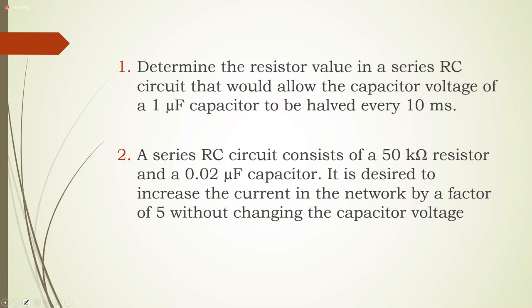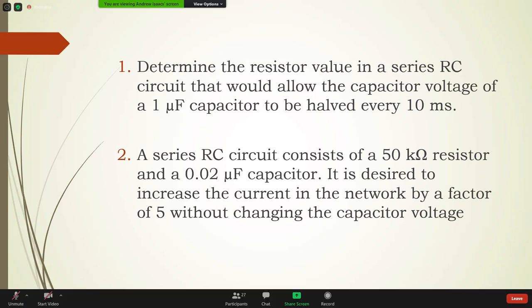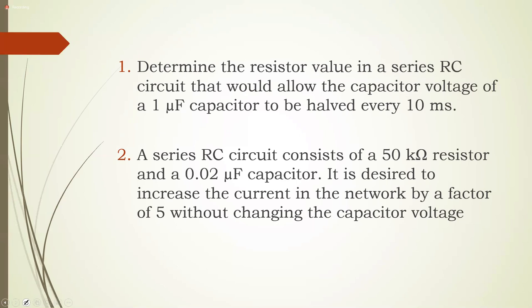Do you have this? Yes, sir. All right. So here we have a series circuit. We have a 50K resistor, 0.02 microfarad. We want to increase the current in the network by a factor of 5 without changing the capacitor voltage. What do we do?